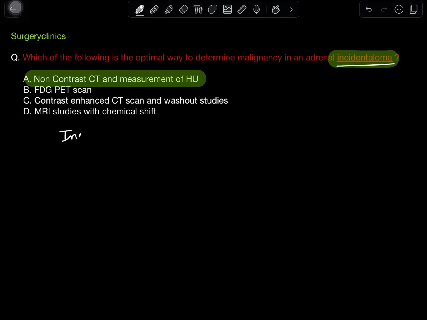What is the incidence of adrenal incidentaloma? The incidence is 10 percent in patients with age more than 60 years, and in young patients the incidence is around 4 to 6 percent. So what is an adrenal incidentaloma? It's as simple as that: when a patient undergoes a CT scan for any other reason and there is an adrenal lesion which is picked up incidentally on the scan and reported, and the patient reaches the OPD with the scan asking you what to do.